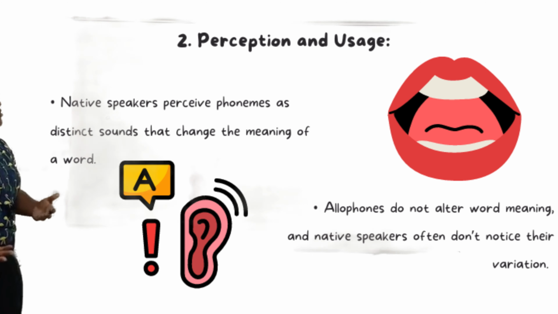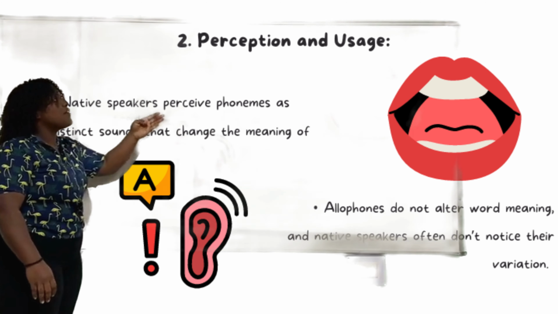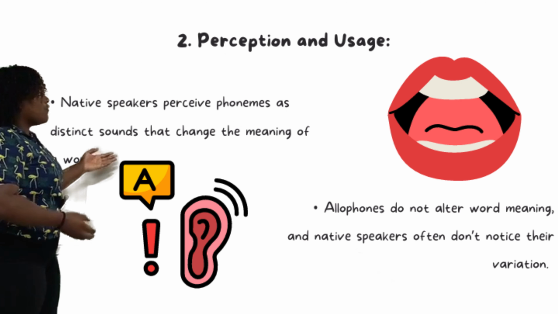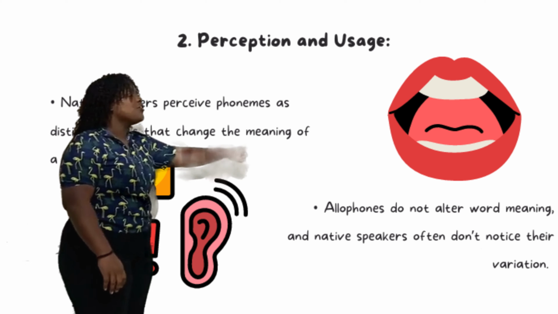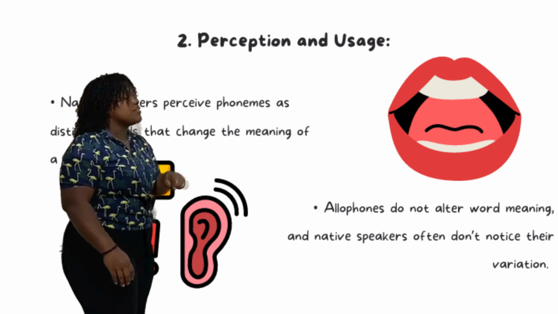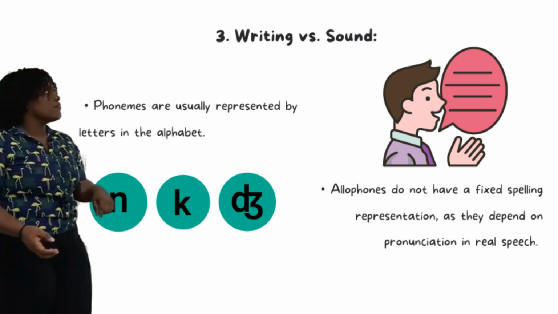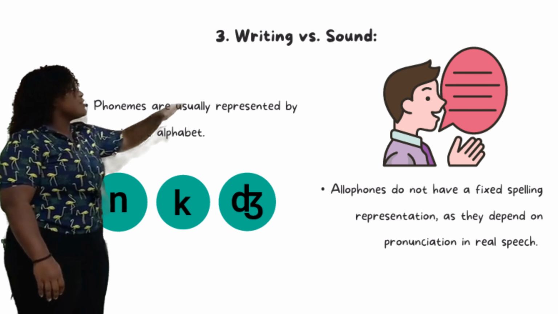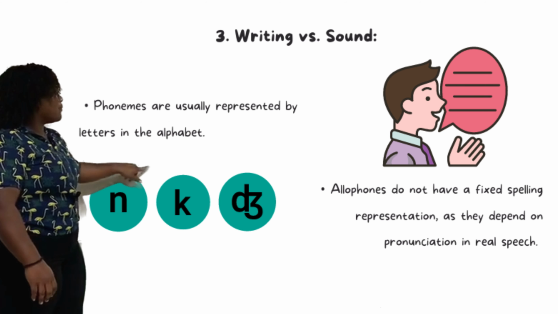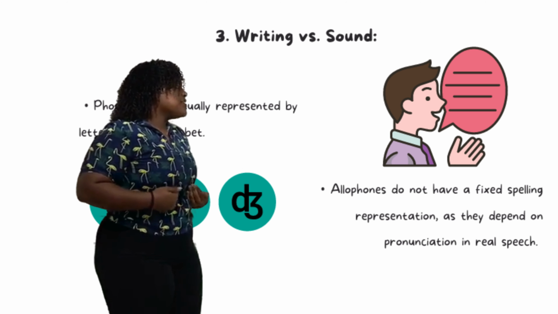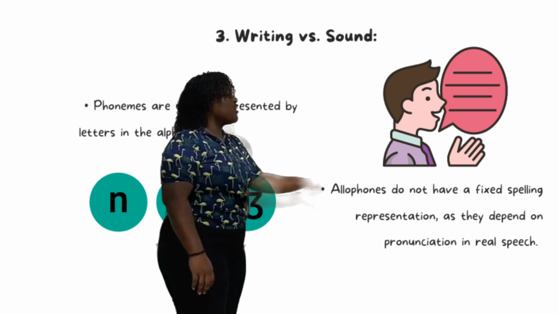Perception and usage: native speakers perceive phonemes as distinct sounds that can change the meaning of a word. Allophones do not alter the meaning, and native speakers often don't notice their variation. Written versus sound: phonemes are usually represented by letters in the alphabet. Allophones do not have a fixed spelling representation as they depend on pronunciation in real speech.